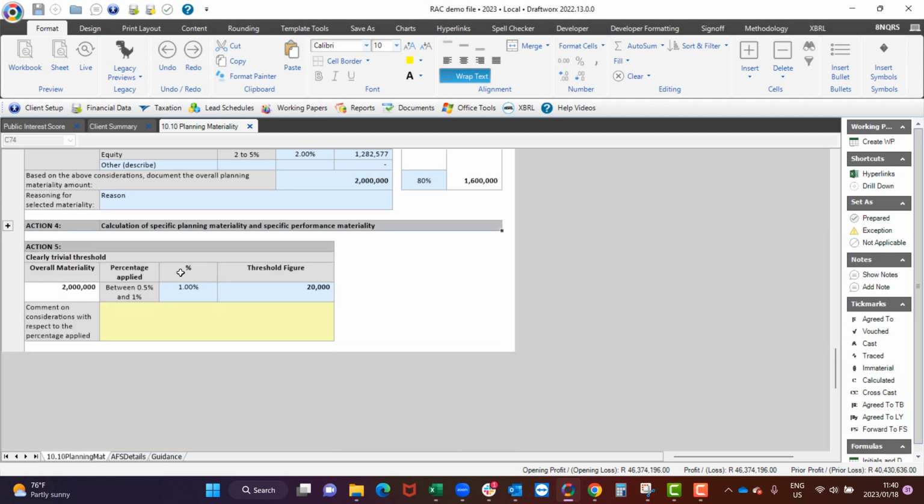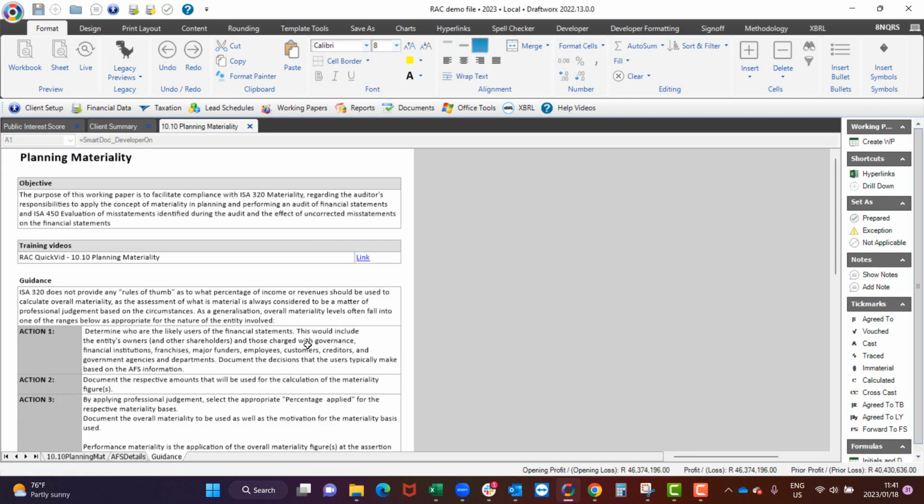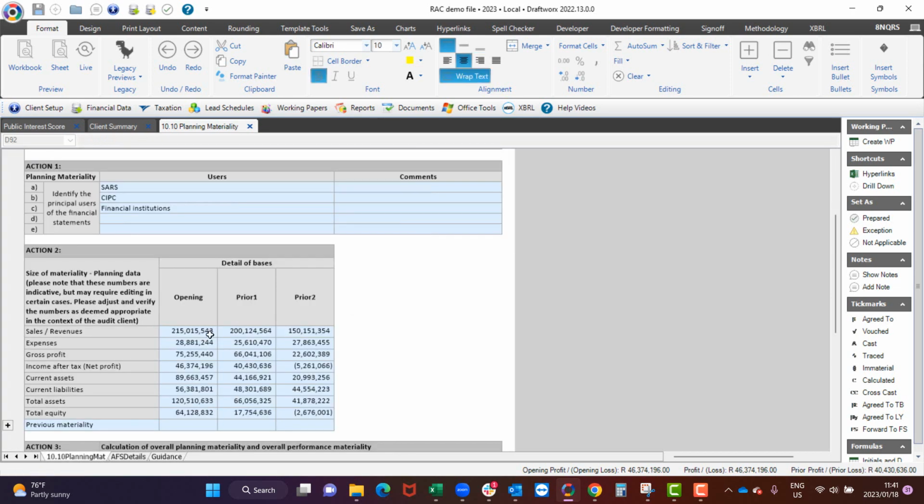Then we get to Action 5, which is our clearly trivial threshold, and that gets done by applying whatever percentage you think, so you approve, to the overall materiality, ultimately to calculate your clearly trivial threshold. Okay, and then again, most important thing is the reason behind your calculation. Okay, and that's planning materiality in a nutshell. Very easy, very straightforward. Please remember we do have guidance in these documents as well, so please go read the guidance if you are uncomfortable with anything that you should do on this working paper. Cool.